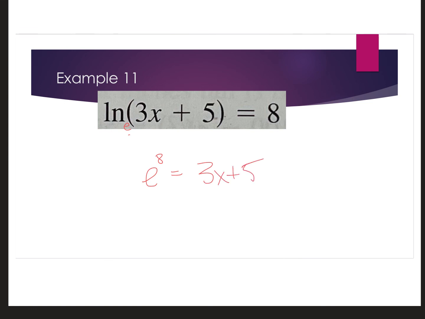All right, now you know how to solve an equation. You know how to get x by itself. We're going to subtract 5 from both sides. And then we're going to divide both sides by 3. So I should have an answer, grand finale here, e to the 8th minus 5 over 3.